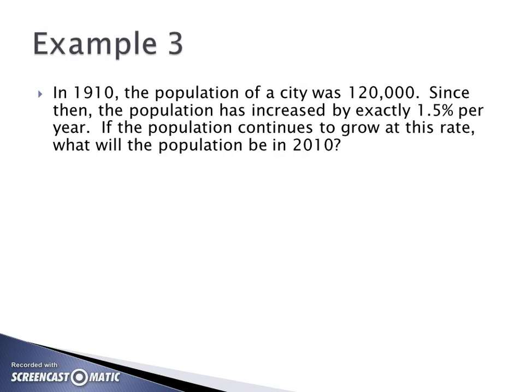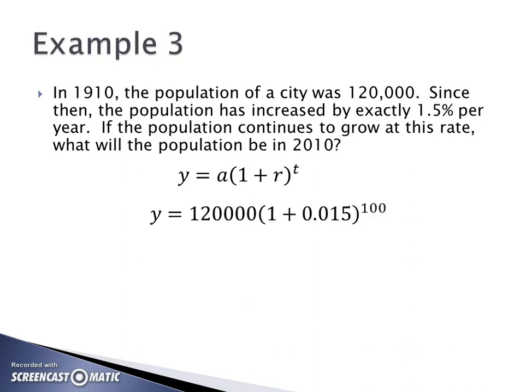Since then, the population has increased by exactly 1.5% per year. If the population continues to grow at this rate, what will the population be in 2010? So we're going to use y equals a times 1 plus r to the t. a is 120,000. y is what we're trying to find. From 1910 to 2010 is 100 years, so that's our t. And our rate is 0.015.